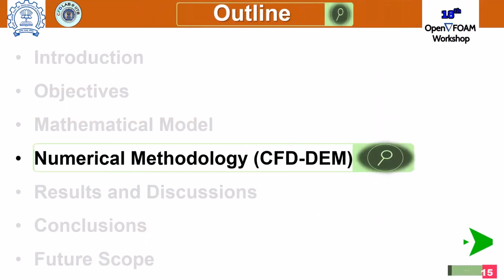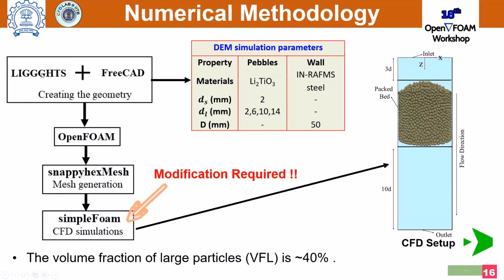So let's discuss the numerical methodology. I use the LIGGGHTS software, which is open source, for the DEM simulation. And then after the simulation, I exported the location of each particle as a CSV file. And this FreeCAD is the CAD modeler where I have written a Python script, and using that Python script, I have generated the geometry. After generating the geometry, I use snappyHexMesh for the mesh generation. And for solving the CFD simulation, I use OpenFOAM. Of course, I need to modify the simple form because I had to introduce the heat transfer with the radiation.